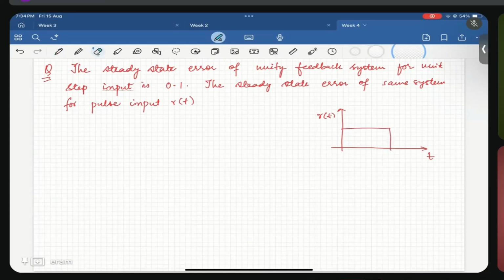so, sorry, r(t) looks like this. So this time is 1 second and this value is 10. So the steady state error of a unity feedback system, if provided a step input, was 0.1. Now I am changing the input, and now the input is r(t), which is a pulse for 1 second, right? For 1 second I am providing 10 as the step value. Then what is the steady state error in this case?